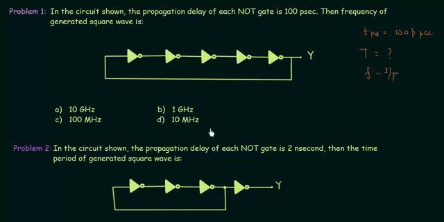These are the options. In problem number 2, the propagation delay of each NOT gate is 2 nanoseconds. So t_PD is equal to 2 nanoseconds, and we have to find the time period of the generated square wave, but there is a slight change in the circuit. The feedback is not from here, but the feedback is from here. So this problem number 2 is a very good problem and very important as well.